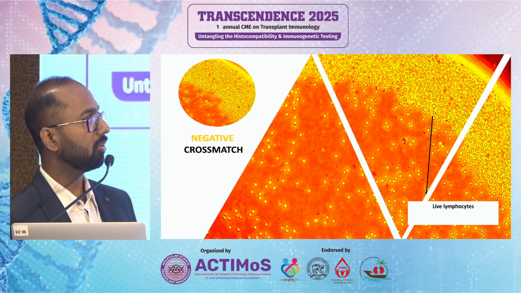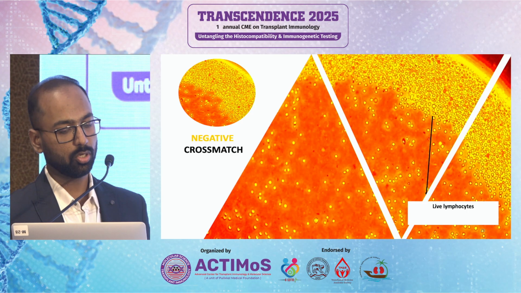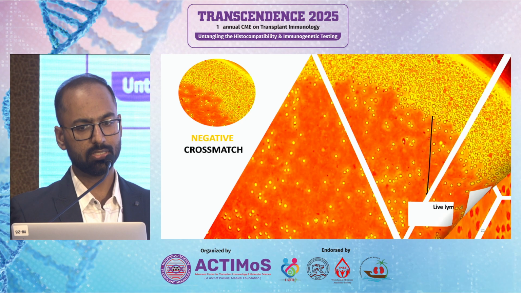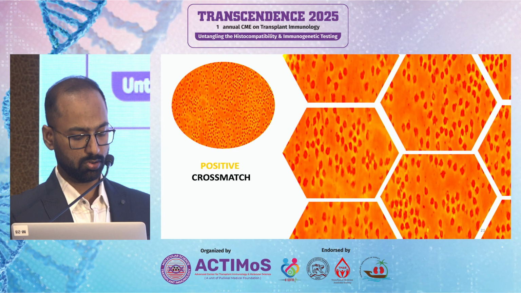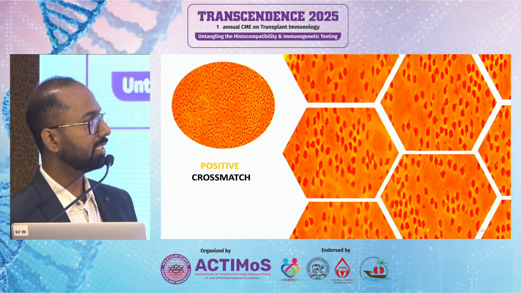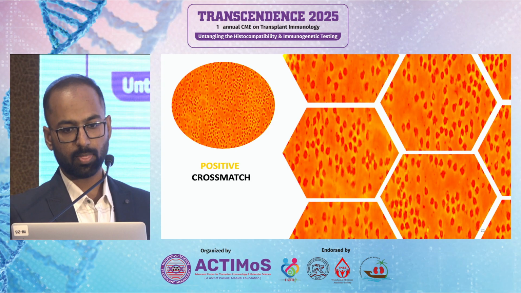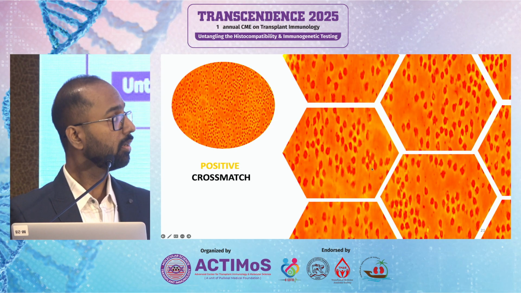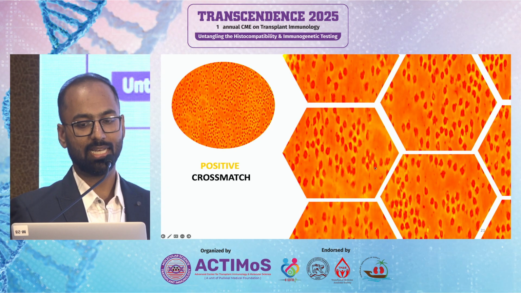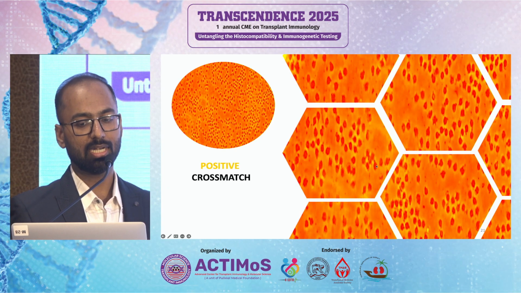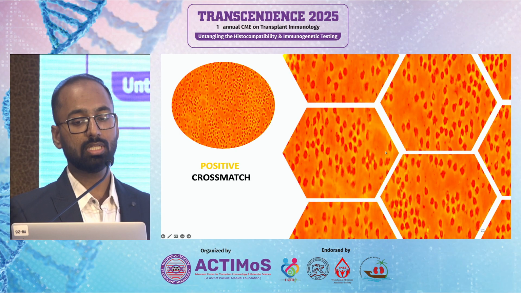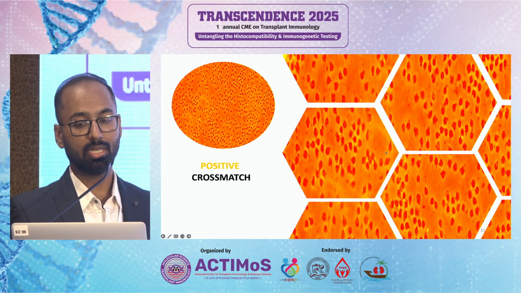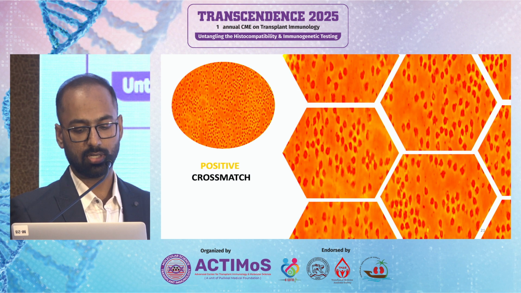Here we can see all nice round white cells with a glow around them. And this is how a positive crossmatch looks. If you observe closely, on each cell, all the bright red and dark red cells, you can see something like a protrusion. That is how the cell gets lysed and the membrane attack complex, the MAC complex, works.